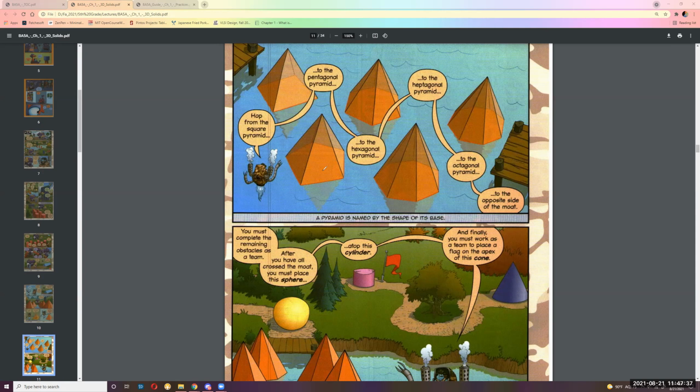And unlike the prisms, where all the sides were rectangles right here, the pyramids are all triangles on the sides. So those are the two notable differences between them.